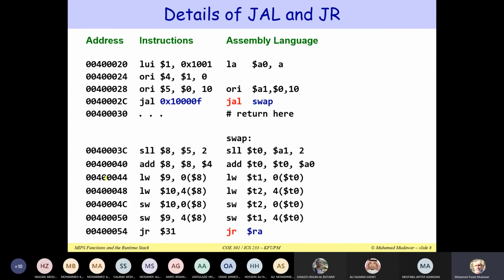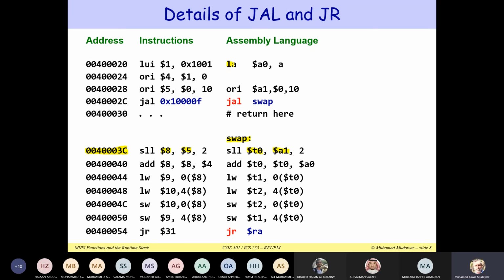I'll use my highlighter again. When I say swap here, this is my swap function, and this is where it starts in memory at this address. So swap is this corresponding memory address, and these instructions exist at these addresses. This is the address of the shift left logical instruction. Notice that register T0 is register number 8. A1 is register number 5, and so on.